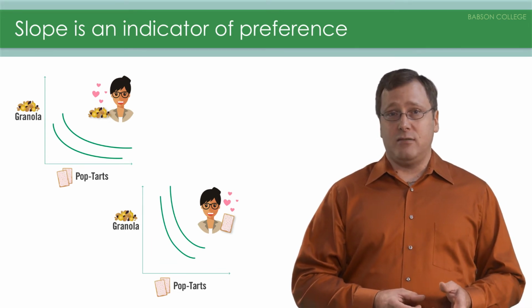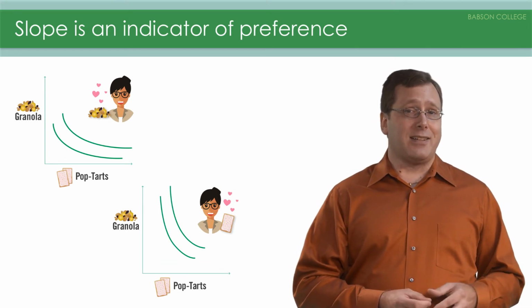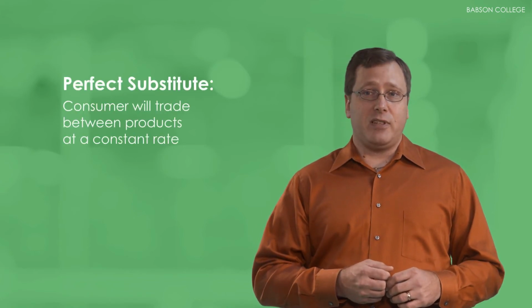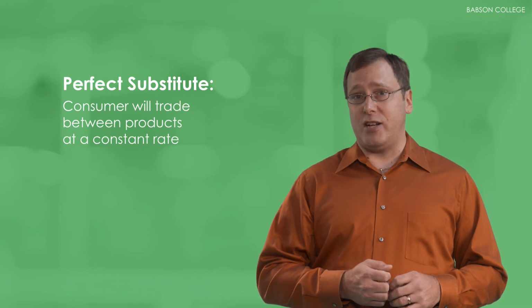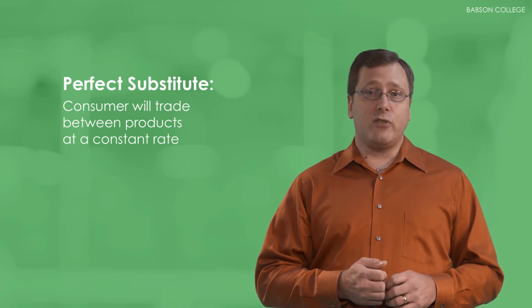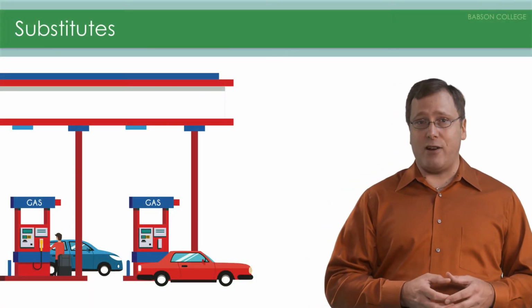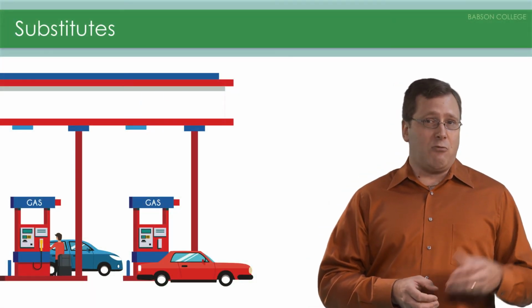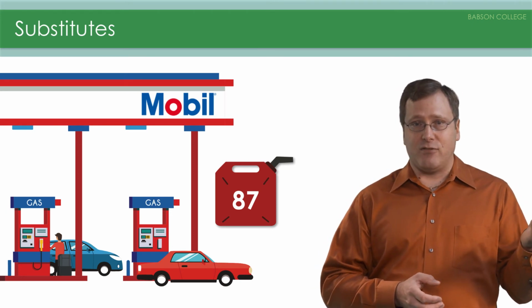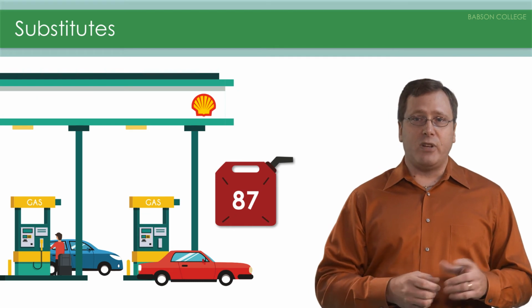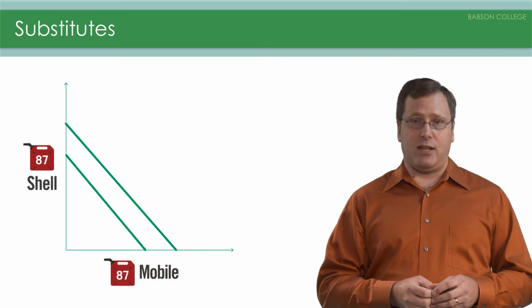One more benefit of an indifference curve is that it can tell us about the relationship between the products. Two important ways that goods can be related are as substitutes or as complements. When a good is a perfect substitute, that means that a consumer does not care which product is consumed and will trade off between the products at a constant rate. For example, most people do not care which type of gasoline they put in the car. One gallon of 87 octane gas from Mobil is exactly the same as 87 octane gas from Shell. When this is the case, the indifference curve will be a straight line.